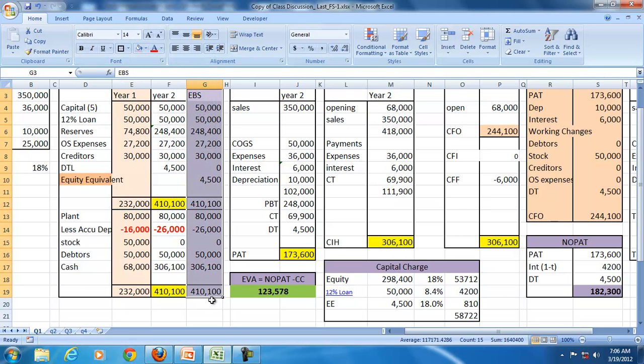The economic balance sheet does not necessarily follow generally accepted accounting principles. Some of the accounting adjustments which are done to convert the accounting balance sheet into the economic balance sheet are given a name called equity equivalent.